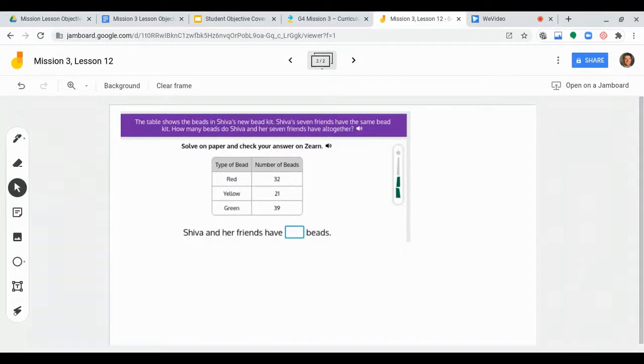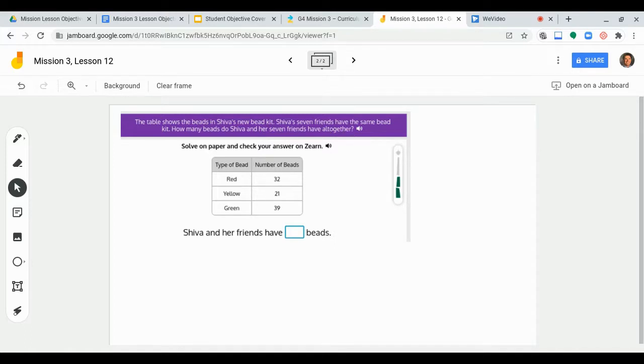All right, this is a problem that you might have. It's an application problem, and it'll look like this. This is actually from the Tower of Power. Your final step on the Tower of Power will probably be something pretty similar, and this is where they're going to try to trick you as well. It says the table shows the beads in Shiva's new bead kit. Shiva's 7 friends have the same bead kit. How many beads do Shiva and her 7 friends have all together?